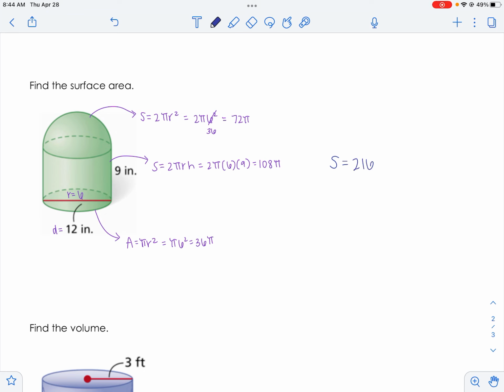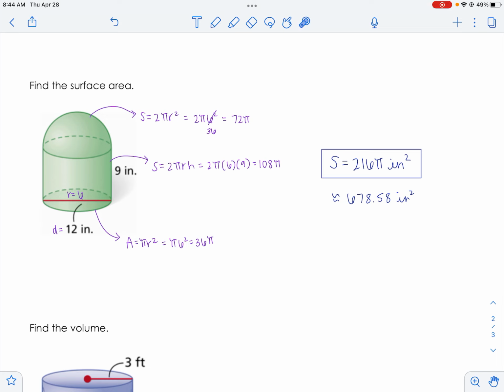And that would make our surface area 216 pi inches squared. That's it. Now, if it said round to the nearest tenth, then we would have to go to the calculator and actually type in 216 pi. So if we round to the nearest tenth, that would be about 678.58 inches squared. But our default's going to be in terms of pi unless the problem says otherwise. So that's it. That's how we found the surface area.